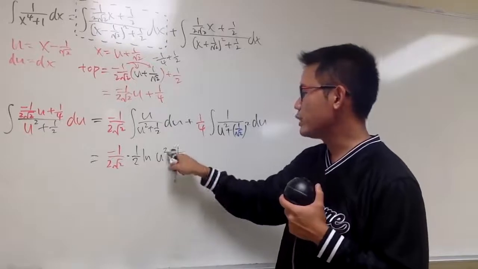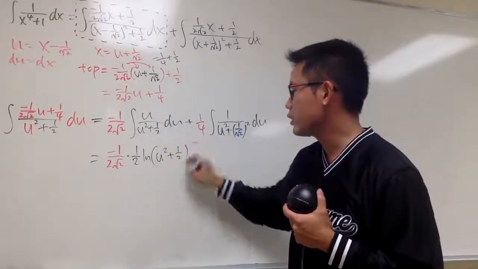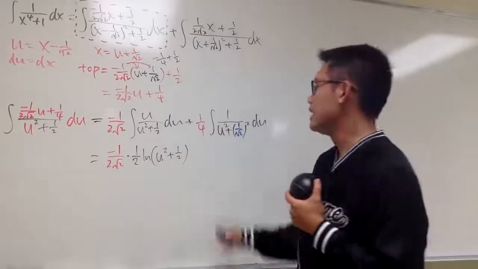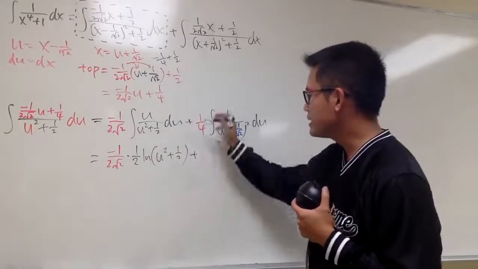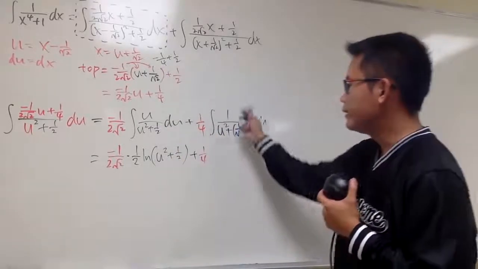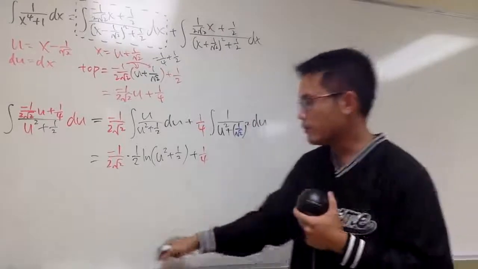But you see, u squared is always positive plus 1/2. So you know this is always positive, so we can just put it in parentheses. And we're done for that. And now let's put down plus. This is 1 over 4. And you know, once again, this is going to be the arctangent formula, right?